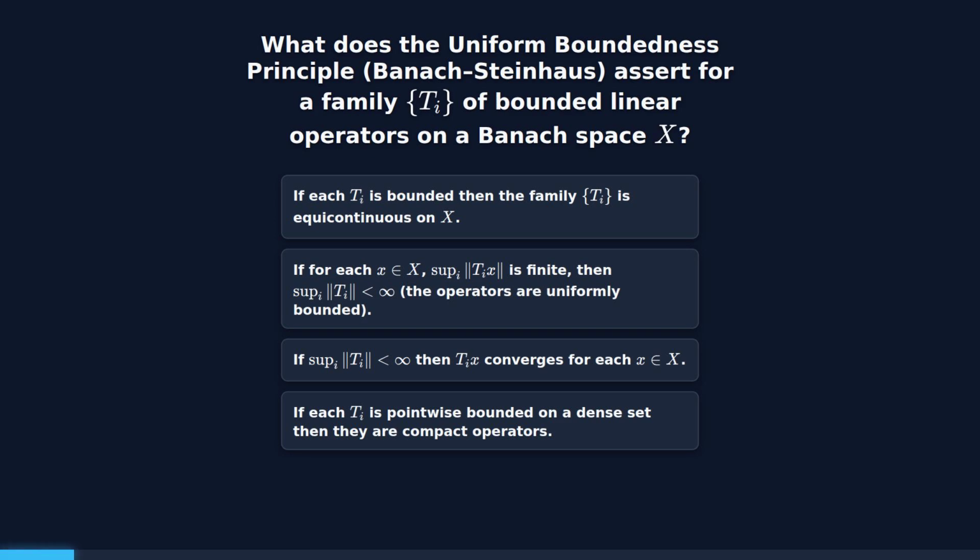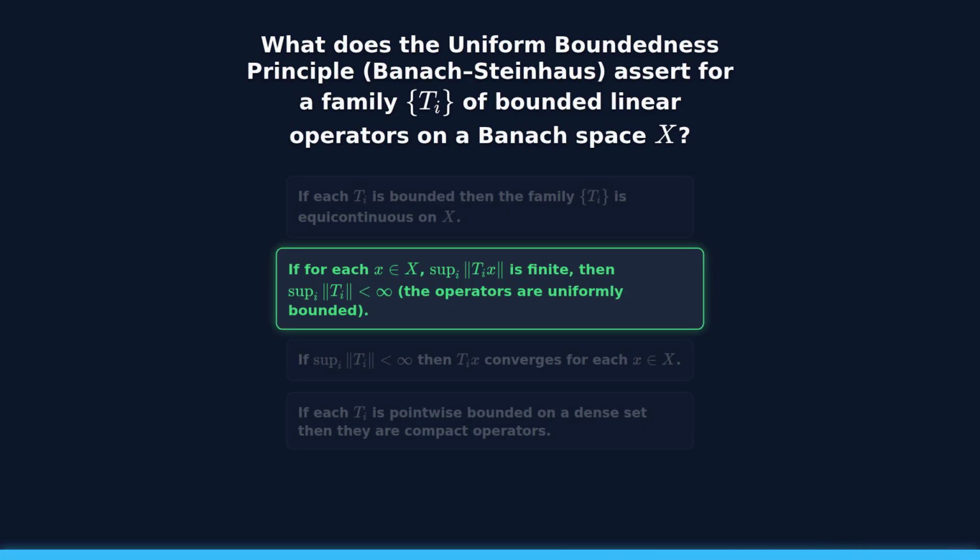What does the uniform boundedness principle, Banach-Steinhaus, assert for a family T_i of bounded linear operators on a Banach space X? If for each x in X, the supremum over i of the norm of T_i x is finite, then the supremum over i of the norm of T_i is less than infinity. The operators are uniformly bounded.